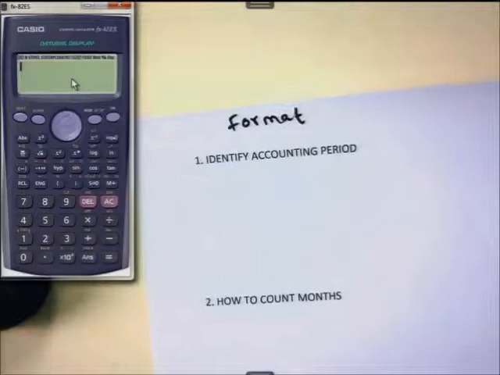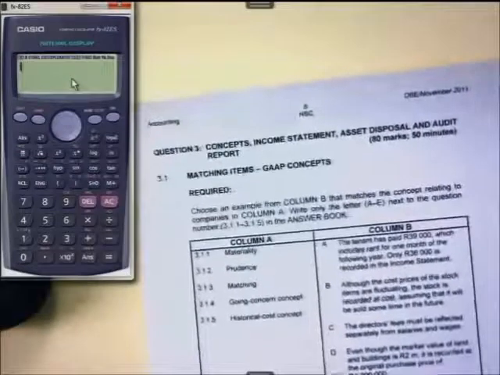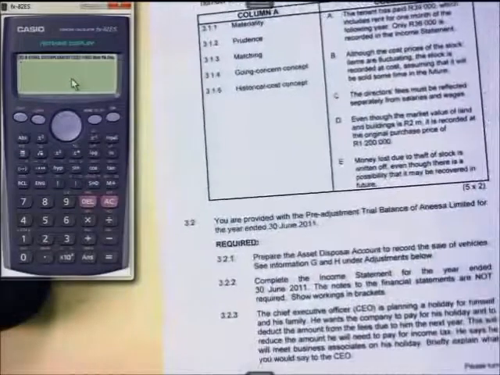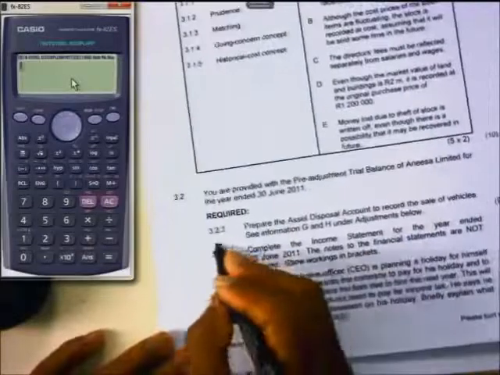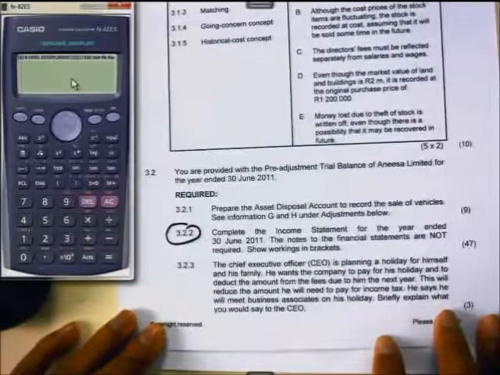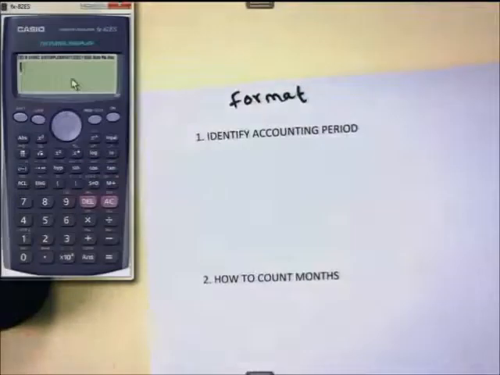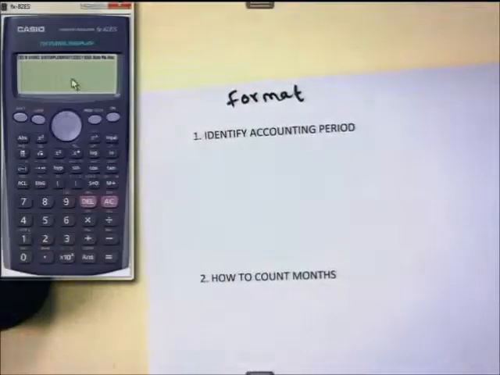Firstly, you must identify the accounting period. We'll refer to question 3 of November 2011, but we'll only check question 3.2. It says complete the income statement for the year ended 30 June 2011. The notes to the financial statements are not required. Show workings in brackets. Now, we said the skills that you need to have there. You must be able to identify the accounting periods.